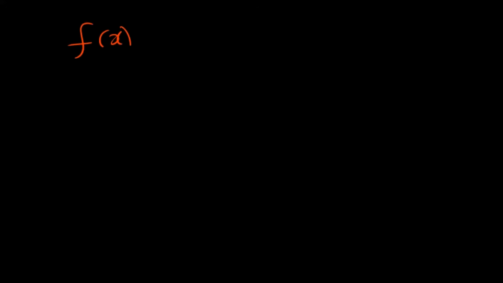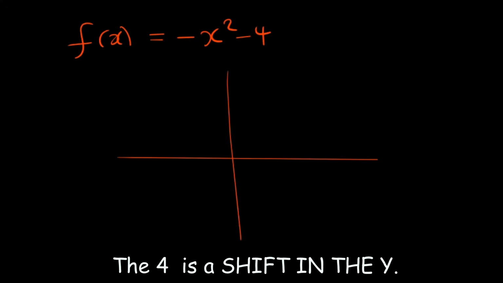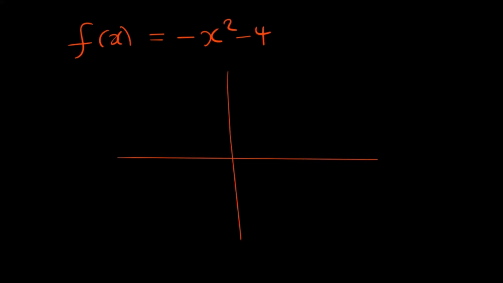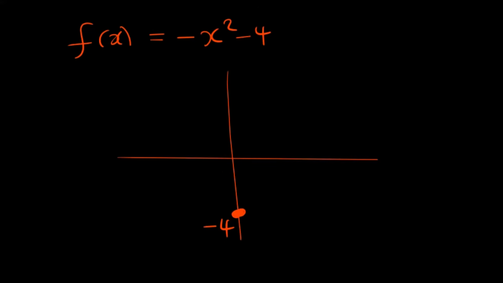So let's say again you have f of x equals negative x squared minus 4. So how are we going to solve this one? The 4 in this case is the shift in the y. So instead of starting at 0, now we're going to move 4 units down, which is negative 4 here. Let's say the point is there. Now the graph can either go up like that or the opposite. So how is it going to go? Look at the values of x and y. We're able to see that the value of the whole function is negative.